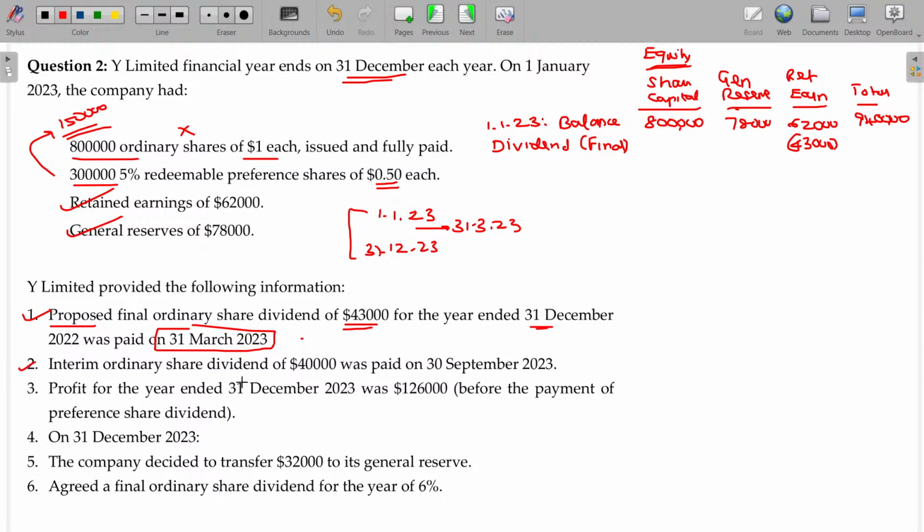Interim dividend on ordinary shares, 40,000, was paid. So this also was paid within the same period, so it should also be subtracted. So interim dividend, the value being 40,000, minus 40,000.